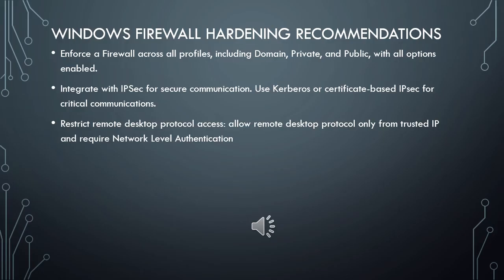Our third recommendation is to restrict remote desktop access. By tightening the Remote Desktop Protocol, which is the RDP access, it allows connections only from trusted IP addresses and requires Network Level Authentication, NLA. This reduces the risk of unauthorized remote access. Implementing these recommendations significantly helps strengthen Windows firewall security and protects critical services from unauthorized access.